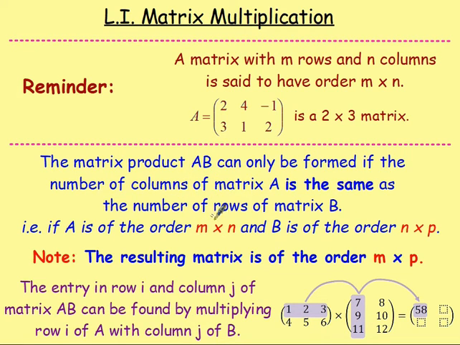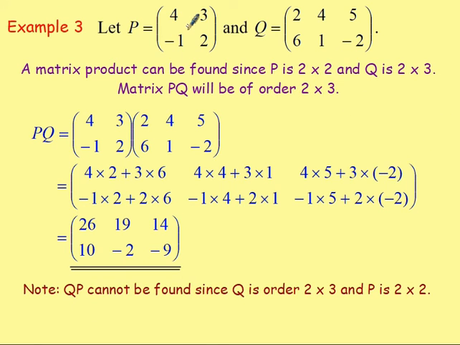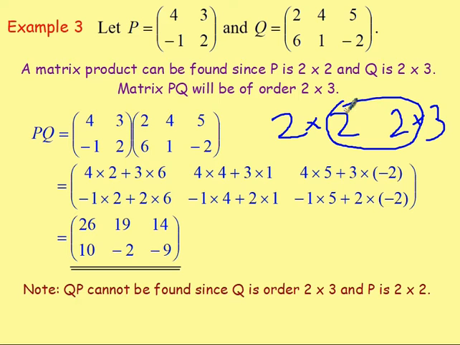So if A is of the order m by n and B is of the order n by p, this number in the middle, the n and the n, has to be the same. The resulting matrix will be m by p. So some examples of that. This matrix here, matrix P, is a 2 by 2 matrix. This matrix Q is a 2 by 3 matrix. Because the number in the middle is the same, you can multiply them together. And the resulting matrix will be of order 2 by 3.